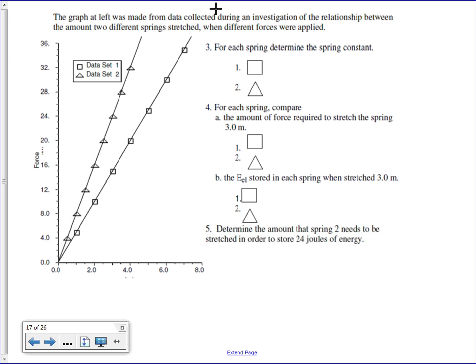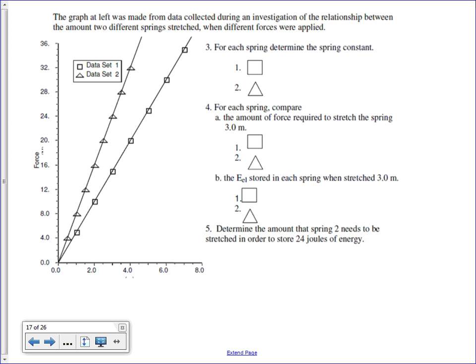Finally, let's do the last part of the first page of your homework from worksheet 2. It says the graph at the left was made from data collected during an investigation of the relationship between the amount two different springs stretched. So essentially, they're doing the same thing we did in our lab, only they're doing it for two springs, the triangle spring and then the square spring.